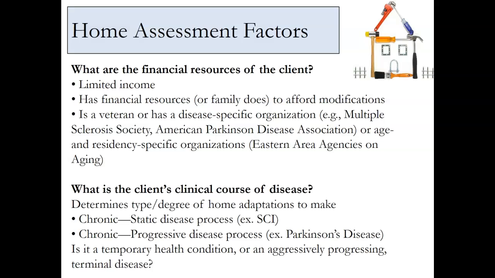What is the client's clinical course of disease? Is it acute, just a temporary thing? Is it a chronic thing that's going to stay about the same, or is it a chronic progressive thing, something that's going to get worse over time? Give you some examples of each. Acute, total hip replacement, total knee replacement. They're relatively healthy, kind of like a 6-month to 12-month ordeal, and they're kind of back on their feet.